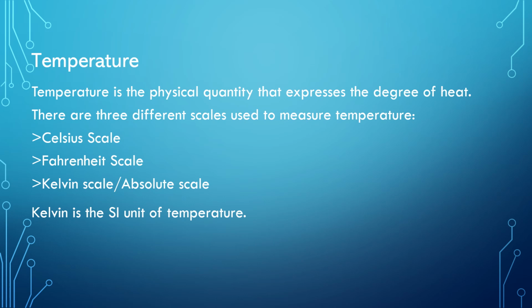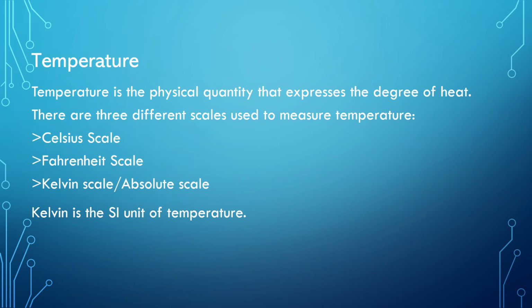On the Celsius scale, the freezing point of water is taken as 0 degrees Celsius and its boiling point is taken as 100 degrees Celsius. Now, on the Fahrenheit scale, the freezing point of water is taken as 32 degrees Fahrenheit and its boiling point is taken as 212 degrees Fahrenheit. Celsius and Fahrenheit scales are related to each other by the relation: Fahrenheit is equal to 9 by 5 into the Celsius magnitude plus 32.